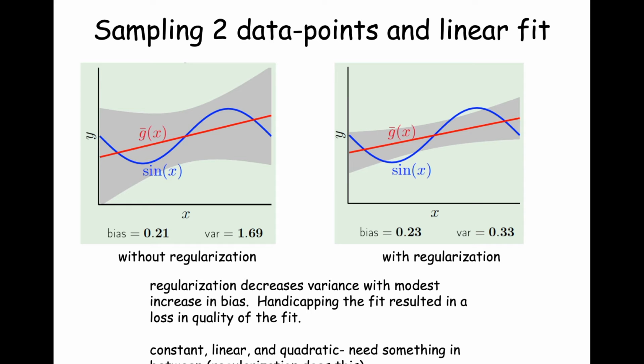So we get a slight increase in bias when we restrain the fit, but the good news is that the variance is far less, it's 0.33. And so regularization decreased the variance, and the trade-off was a modest increase in bias. When we restrain or handicap the fit, this resulted in a slight loss in the quality of the fit, but the overall benefit was this reduction in the variance.